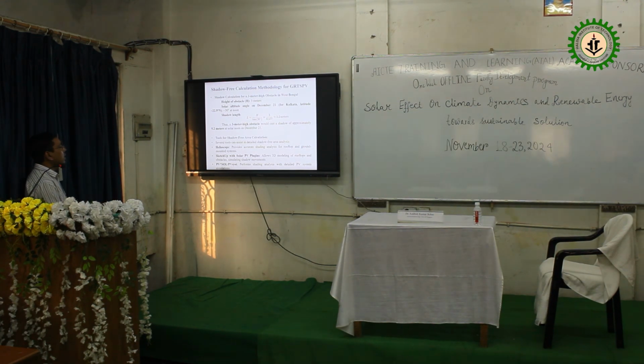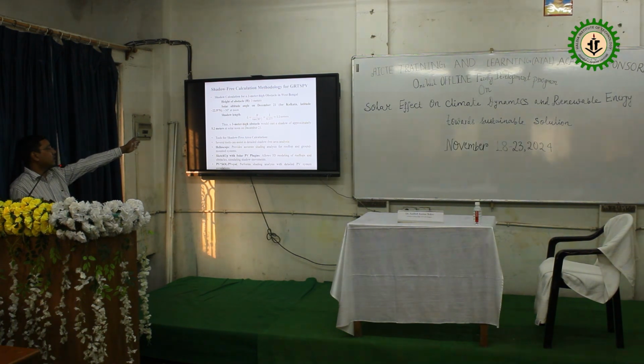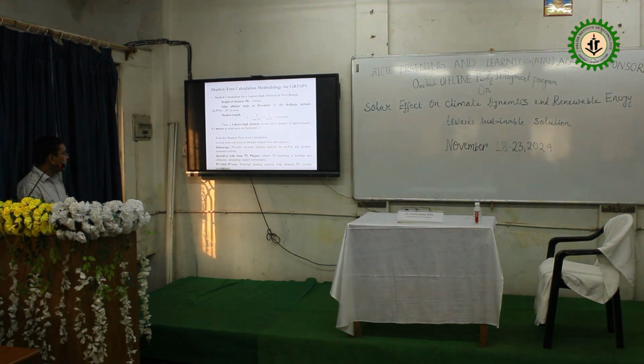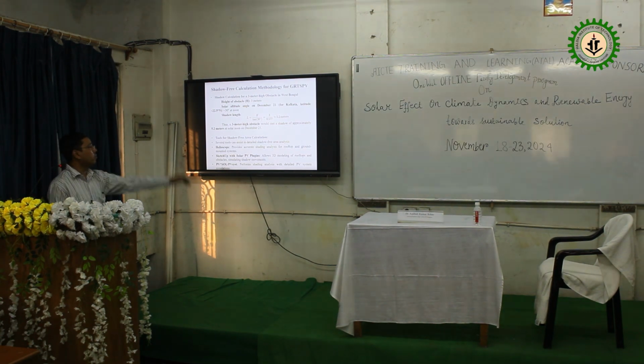So we have seen a 3 meter height obstacle, and the solar altitude angle on some days. In summer I have considered the particular latitude of Kolkata. This is the formula for the calculation: L equals H by tan of the altitude angle, where H is the height of the obstacle, calculated for the inclination angle. According to that, for this 3 meter obstacle on the solar panel, what will be the impact of that shadow?